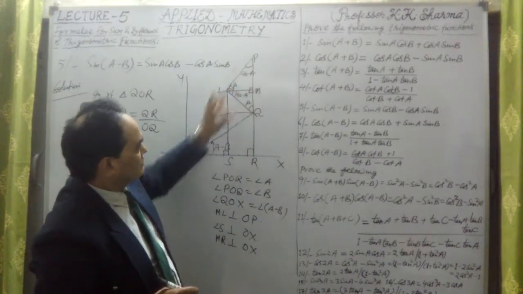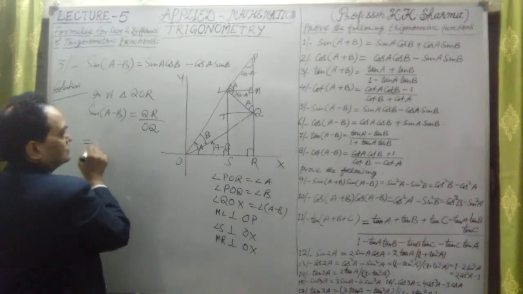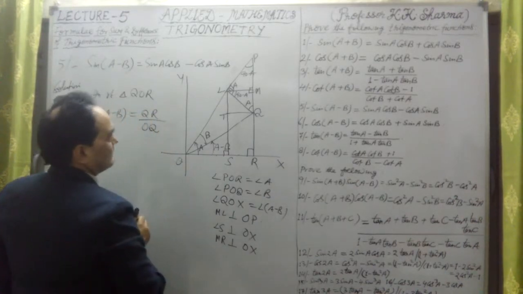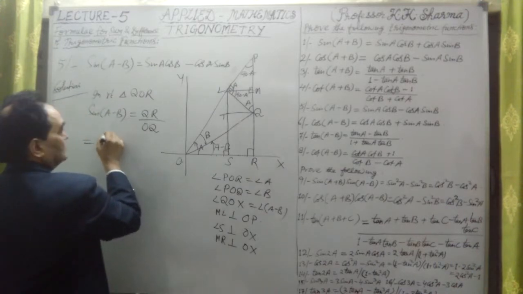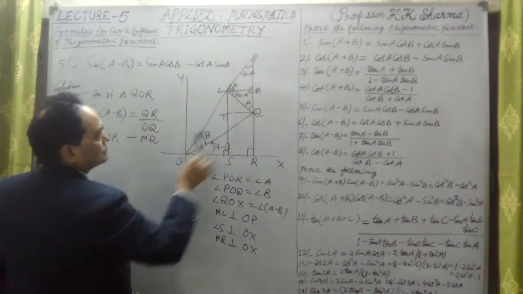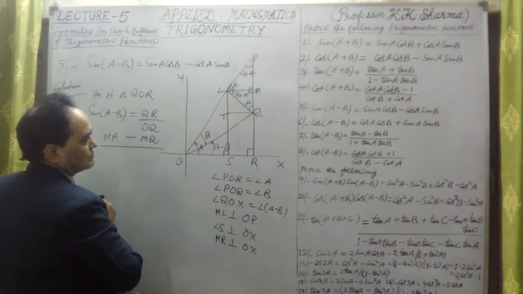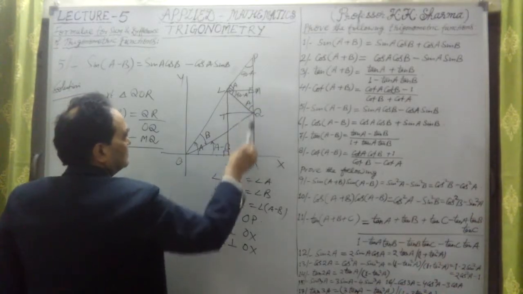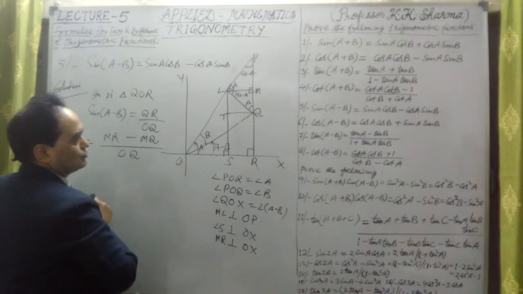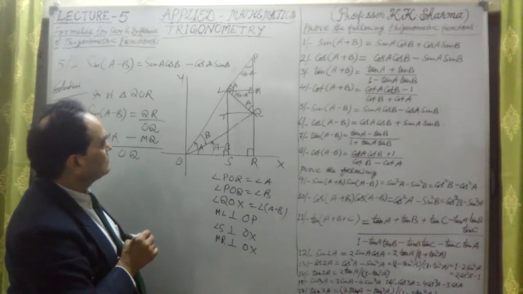Alright, what about QR? QR is MR minus MQ. So this QR is MR minus MQ, divided by OQ. OQ as it is. Let me separate them. Now MR is, yes, LS.